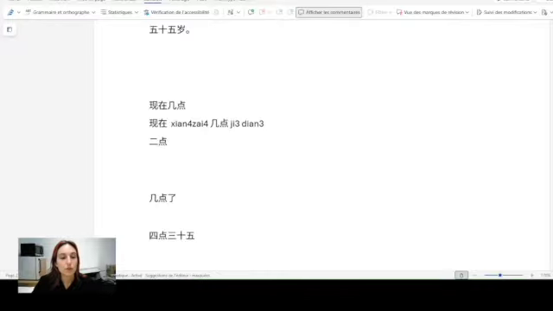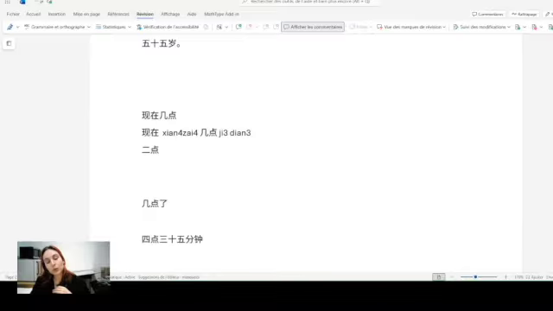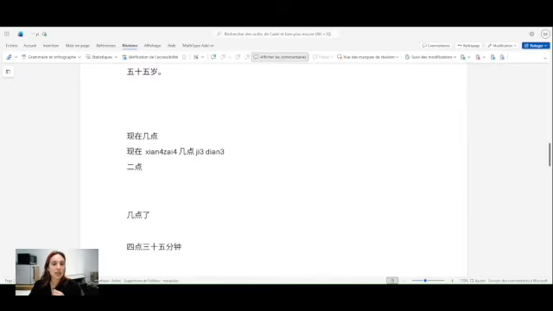So 4 hours, 35, and then we need the minutes. Minutes is going to be 分钟, twice the first tone. Or you can just say 分. So 4点25分钟. 不是, 不是. I made a mistake here. I don't know why I had 25 in mind, but because it's 35, we're going to say, you've guessed it, 35分钟.